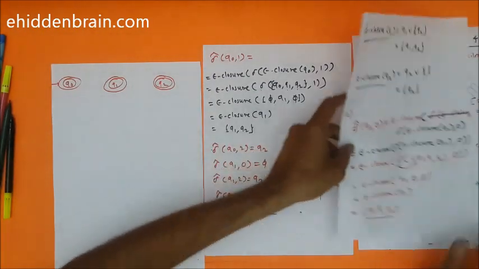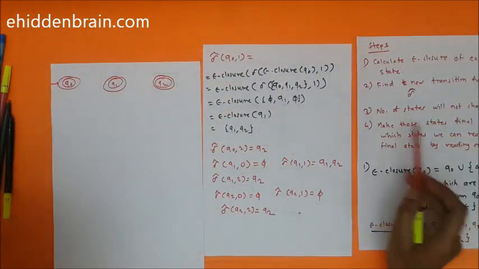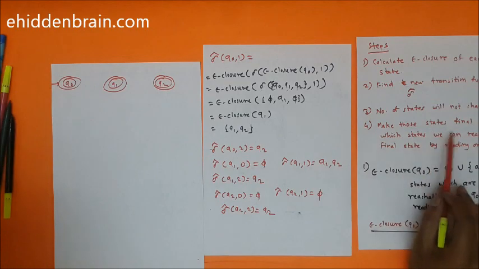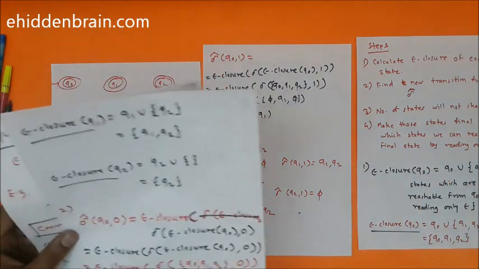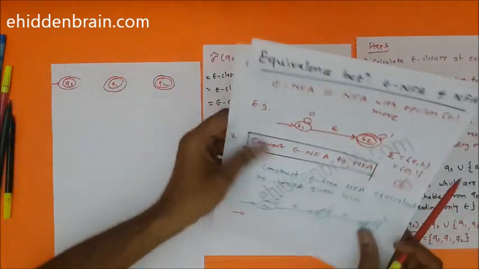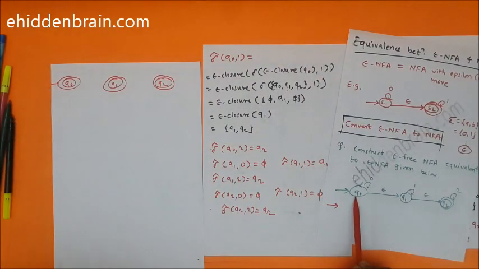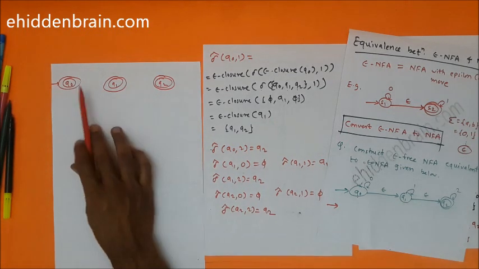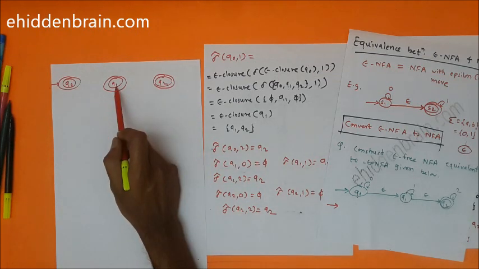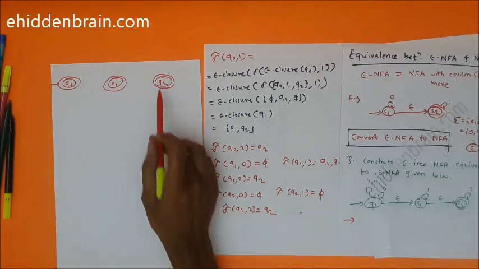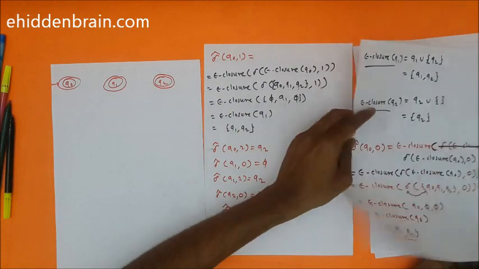Now let's come here. There are some steps. The number of states will not change, and make those states final from which we can reach the final state by reading only epsilon. So let's go back here. You can see that by reading epsilon on Q0 I can go to the final state, and that's why Q0 will be a final state here. On Q1 also, by reading epsilon I can go to the final state, and that's why Q1 is also a final state, and Q2 is already a final state. So I hope that is the fourth step, right?